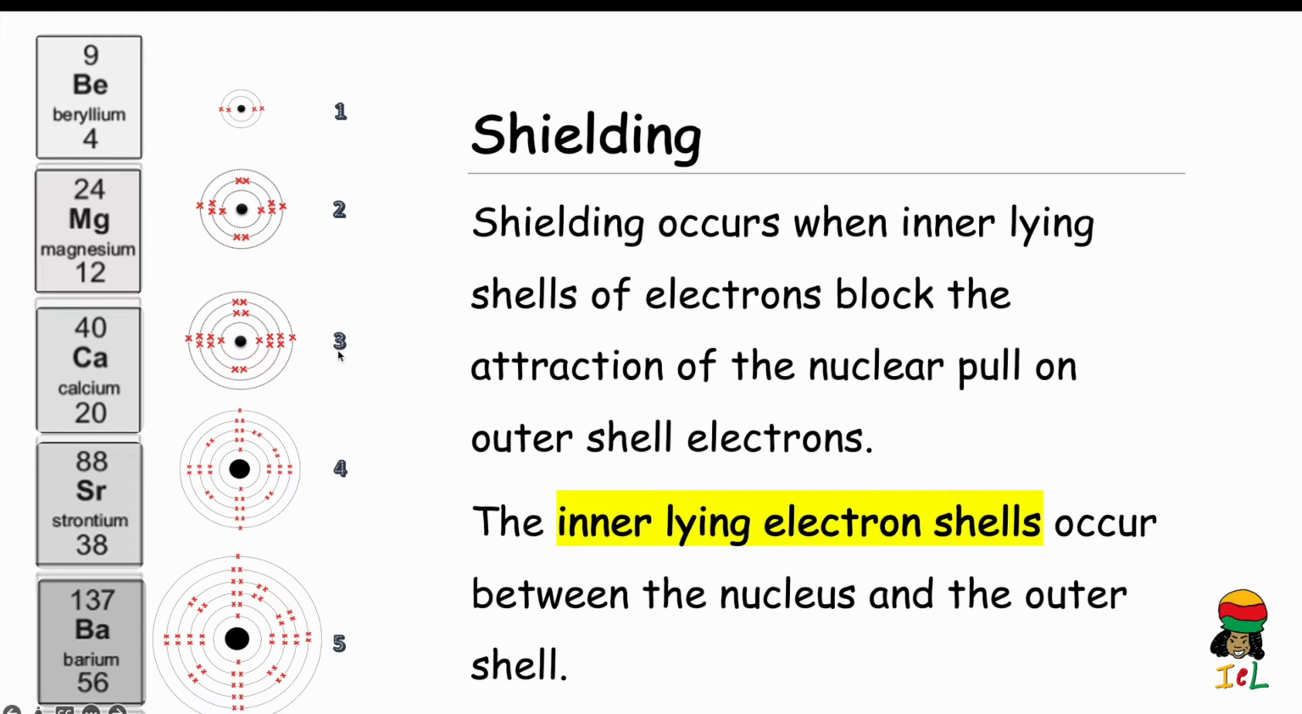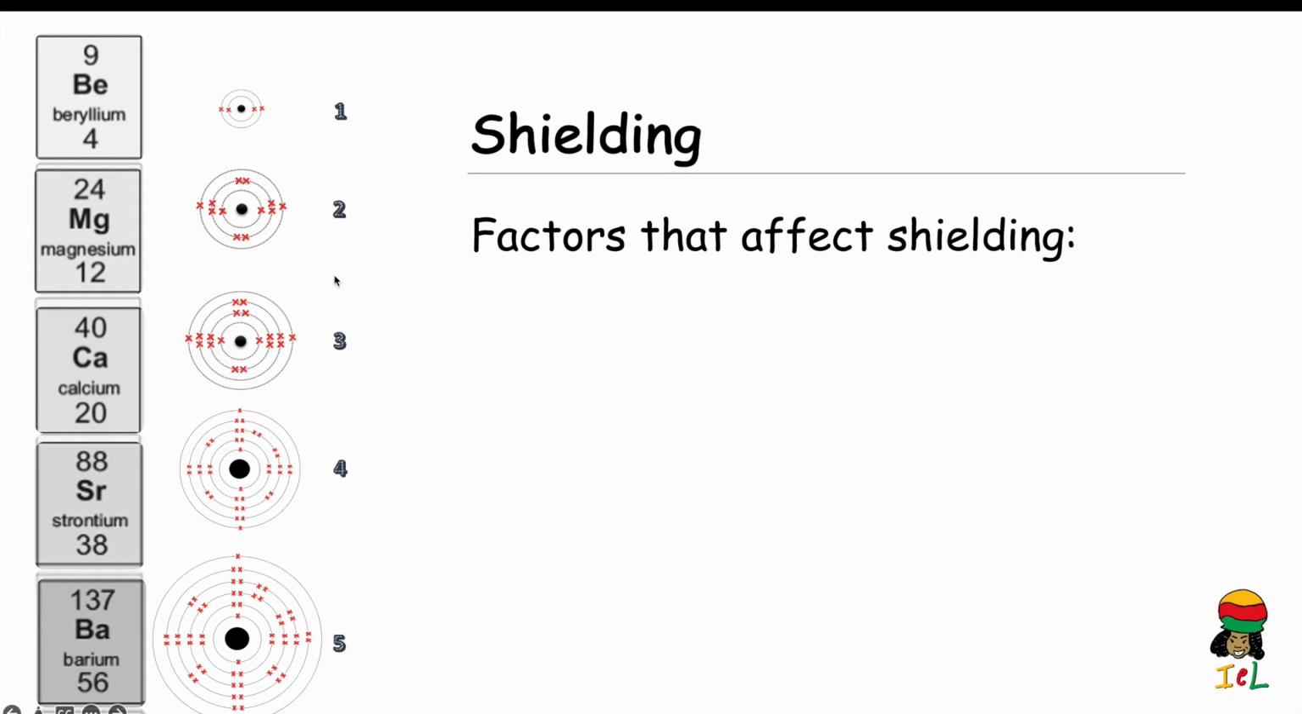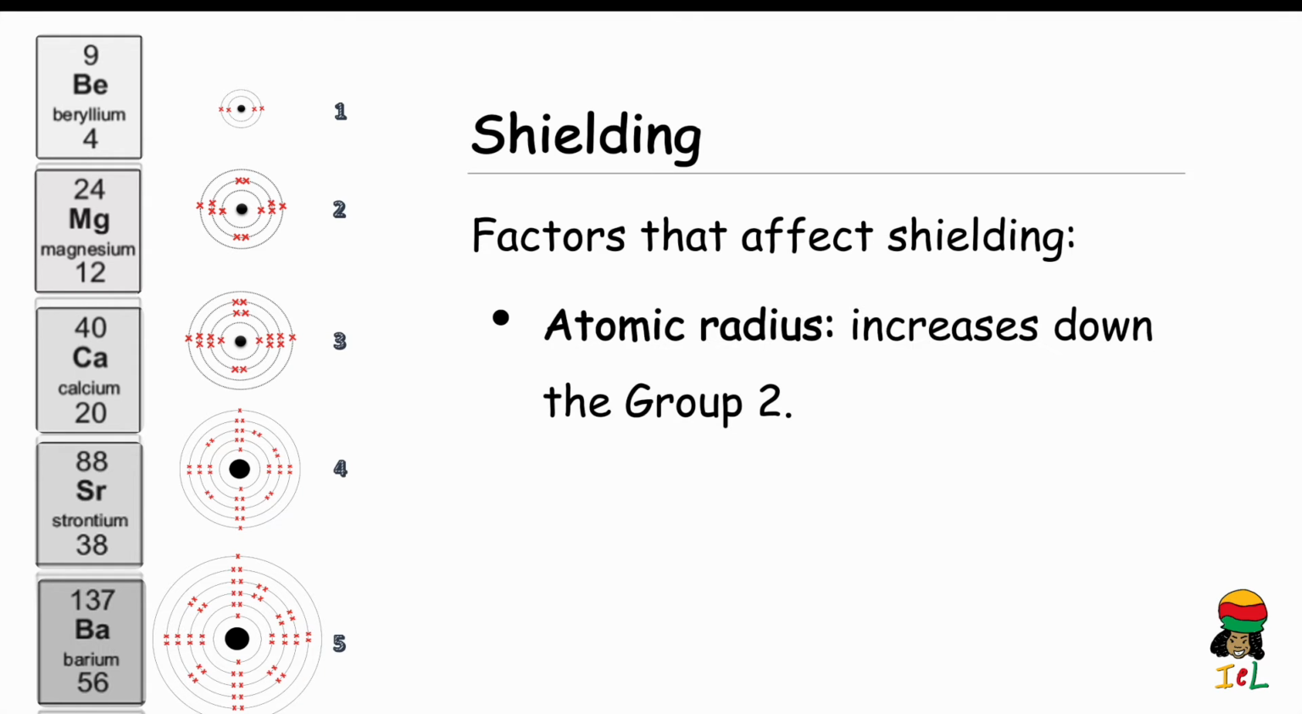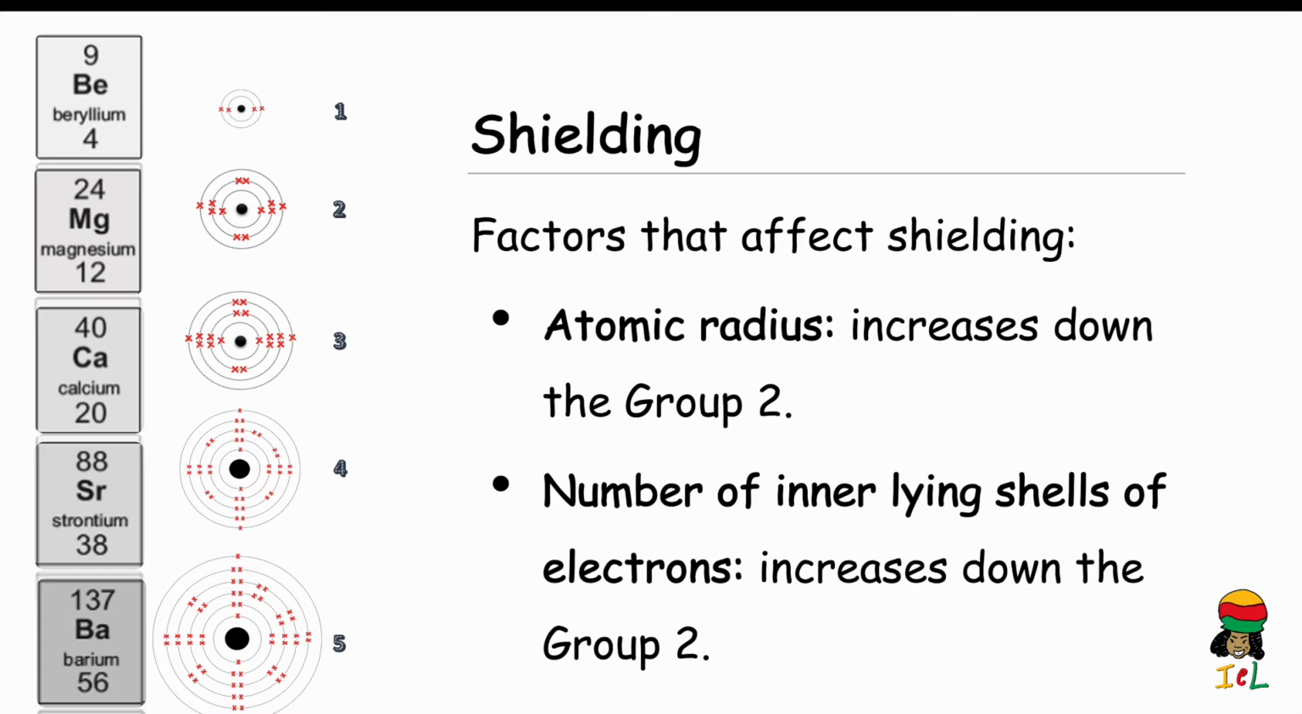Calcium would have 3, 1, 2, 3. Strontium has 4, and barium has 5 inner-lying electron shells. Therefore, note that the number of inner-lying electron shells increases as we go down group 2. As the number of inner-lying electron shells increases down the group 2 elements, so does the atomic size. Therefore, we can say that there are 2 factors impacting shielding. Number 1, the atomic size, which increases down group 2, and 2, the number of inner-lying electron shells that also increases down group 2. Let us take a look to the atomic diagrams to the left of the screen.